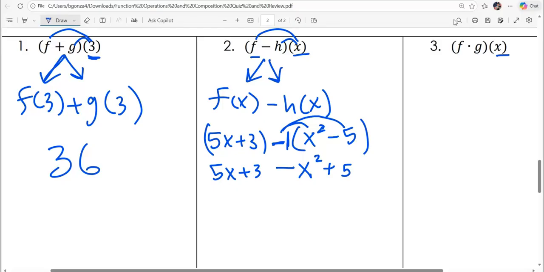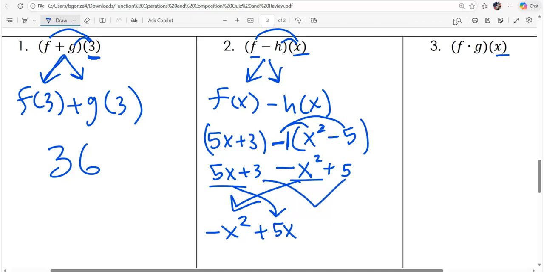Multiply. Okay. Now, there's only one x squared, right? So bring that over here first. There's only one x. Bring that down here second. And then what do I do with these two numbers? Positive 3 plus 5. What's 3 plus 5? 8. That's it. You're done.